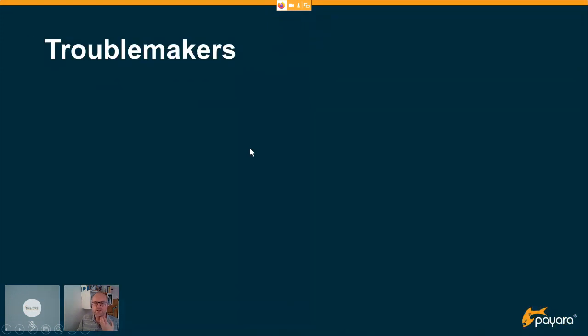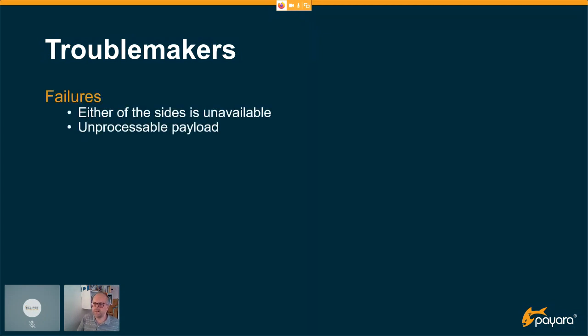Okay, so what are the troublemakers here? What will cause our trouble when trying to manage that data in distinct data stores? The first one is failures. So either your producing side or your consuming side will be unavailable and cannot progress. Or the producer may give you a payload which the consumer doesn't yet understand, and therefore fails to keep its data in sync or to interpret the response to give further.